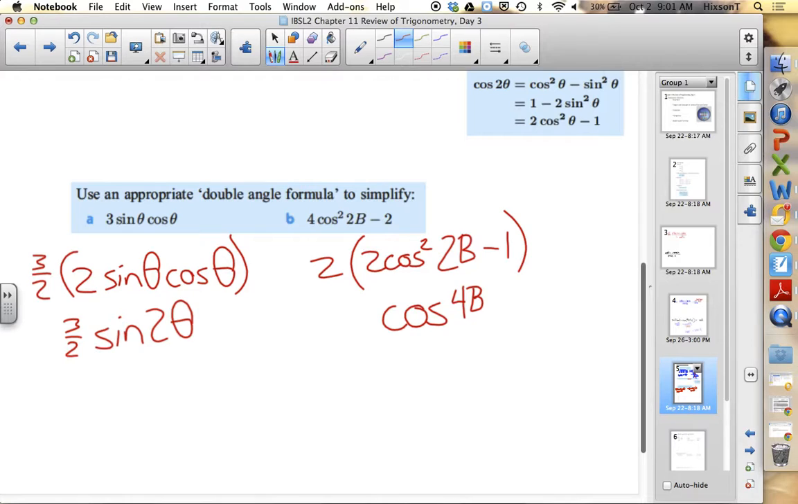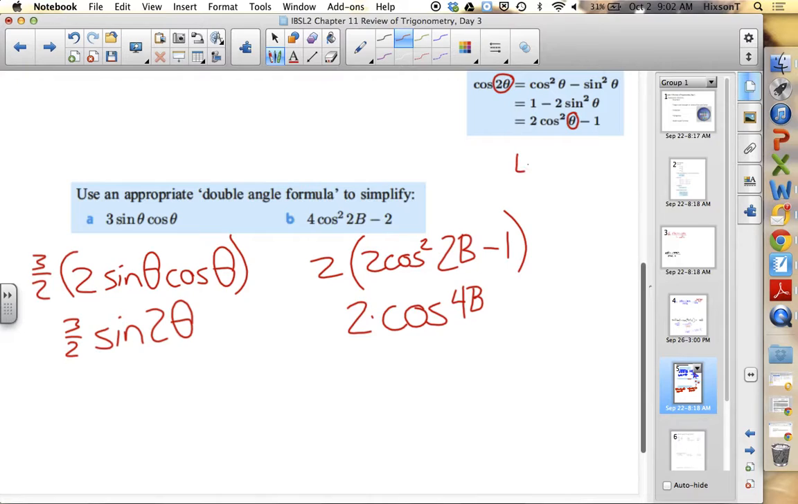Times 2, and then we have this 2 still here. Here's the thing, just because we already see a 2 here doesn't change the fact that this is just some angle, and this just has to be double whatever that is. So if this happens to be a 2b, I can double it and get 4b. Does that make sense?